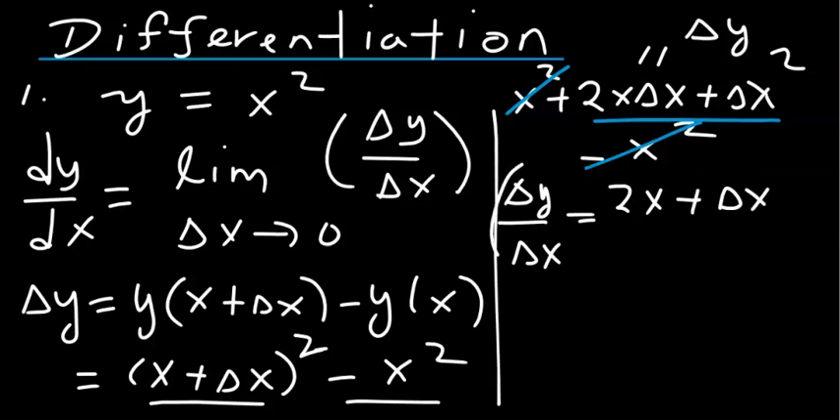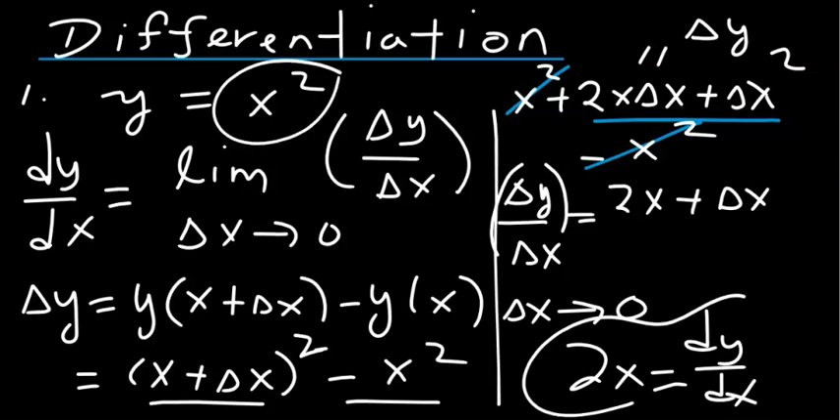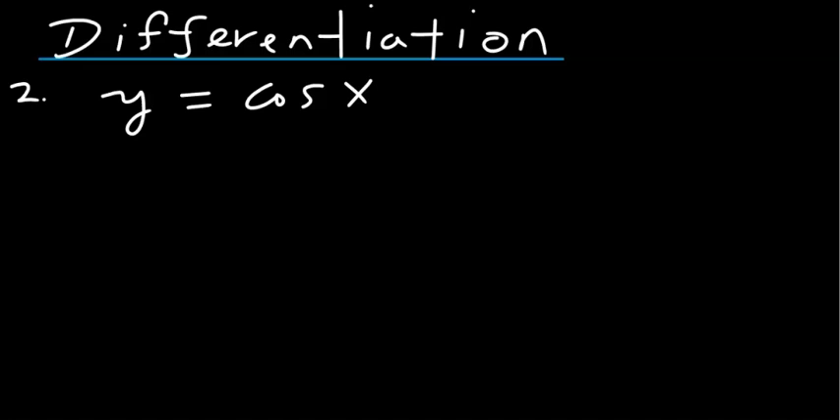Now let's see what happens to this ratio as we take delta x and let it go to 0. The answer is 2x, and that is the derivative from the definition. So dy/dx for this function is quite simply 2x. Let's look at another example. y equals cosine of x.